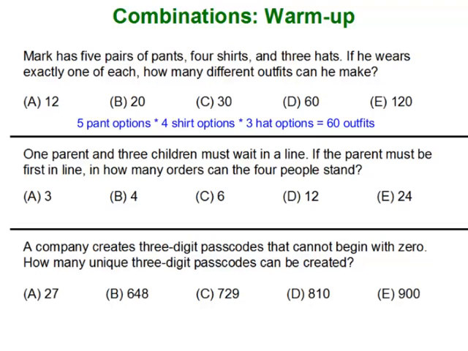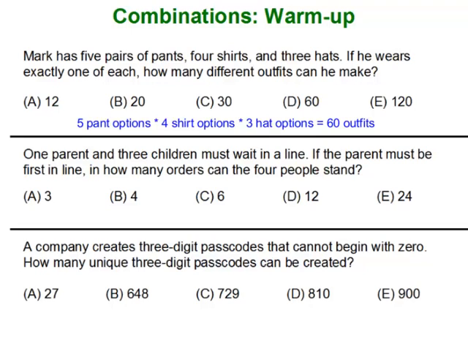Now, the second question is a question with a restriction. The parent must stand first in line. I've seen questions on standardized tests where it asks about ways people could sit in a car, but the restriction is that the driver has to be an adult. So that kind of problem definitely exists. If the parent must be first in line, well, there's no decision to be made there then.